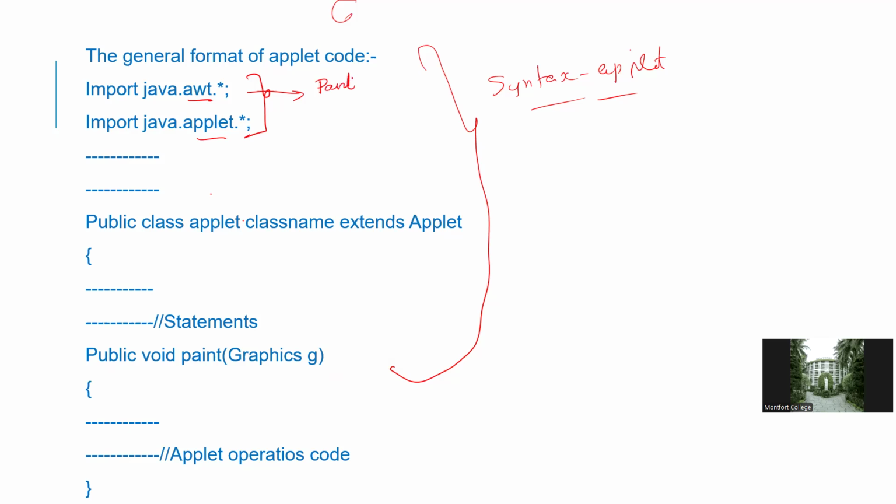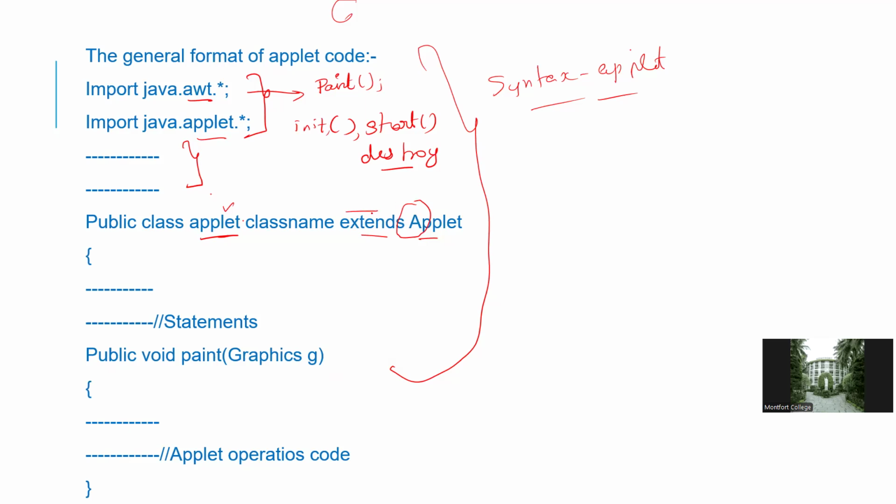And applet is going to give us the init method, start method, and destroy method. We have some other statements which depend upon the requirement of the program. Next, public class, and we can give any class name, no problem, extends Applet, this should be a capital letter.